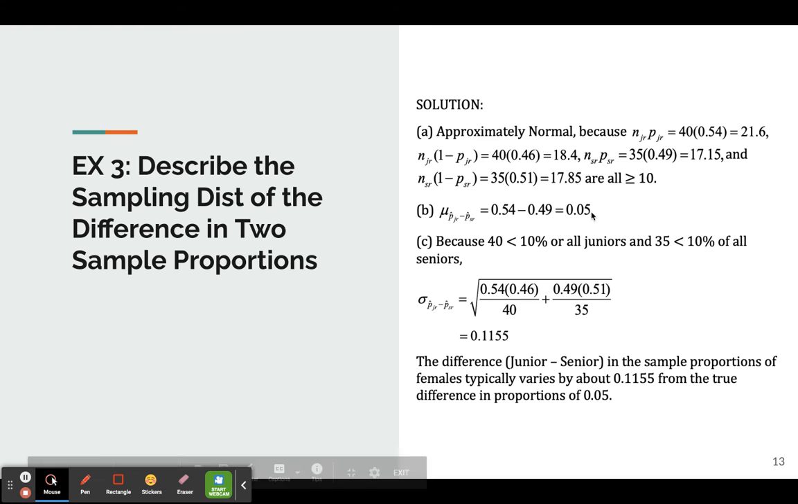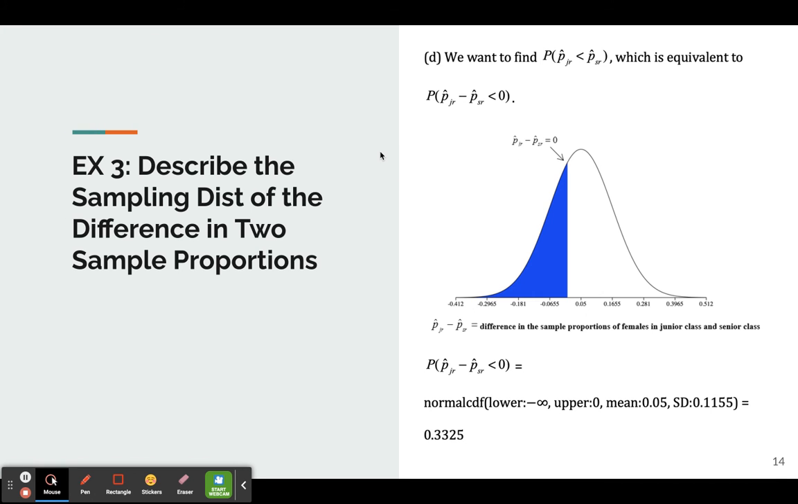All right, so we have a mean of 0.05, we have a standard deviation of 0.1155, and we know that shape is approximately normal. So let's go on and make our calculation. We want to find the probability that p hat junior is less than p hat senior. And if I subtract this p hat over to this side, I end up with this, which was that distribution that I just showed you on the Desmos. Here's another version of that distribution.